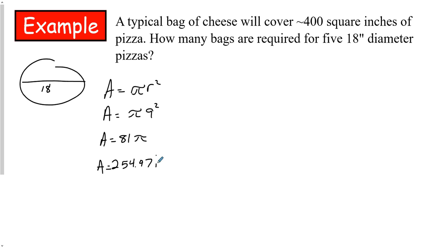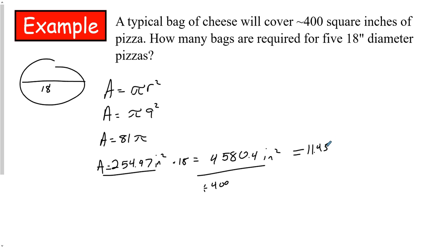254.47 inches squared. Now we have 18 pizzas. Multiply that by 18, and you end up with 4,580.4 square inches. If we divide that by 400, we will get 11.45. I don't know if you've ever tried to buy 0.45 bags of cheese at Albertsons, but it's probably not going to fly. So we're going to need 12 bags to cover 18 pizzas in cheese.